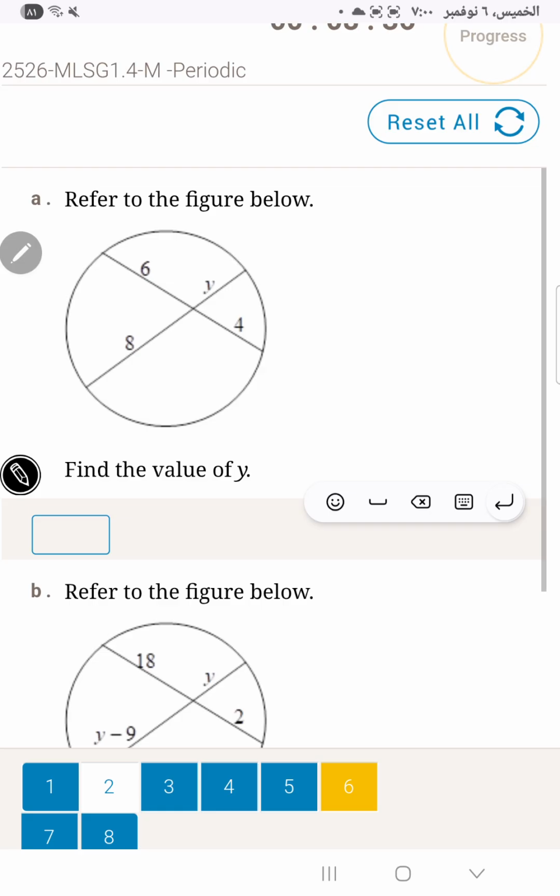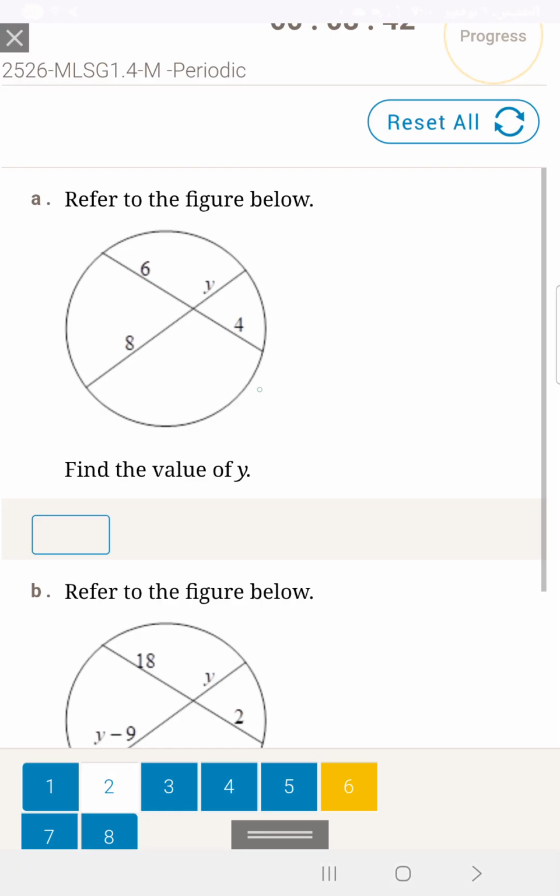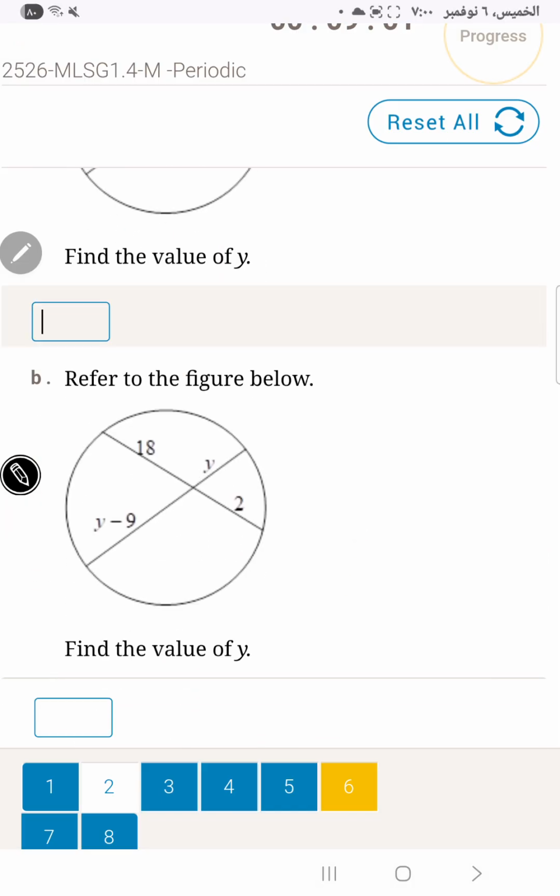Question number 6 now. Here you have two chords intersecting inside the circle, so you do the same thing. The product of the first segment, y times 8, 8y, is equal to 4 times 6. Then you divide by 8, y equals 24 divided by 8, 3. So that's the answer for part A now. For part B, we do the same thing.